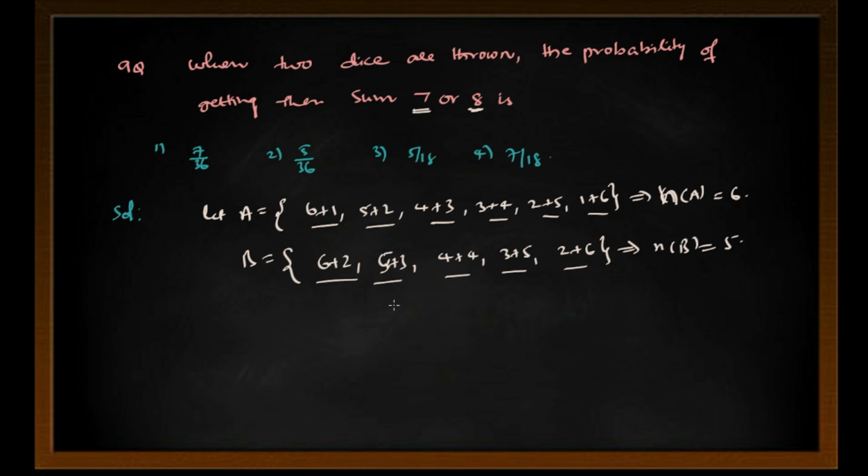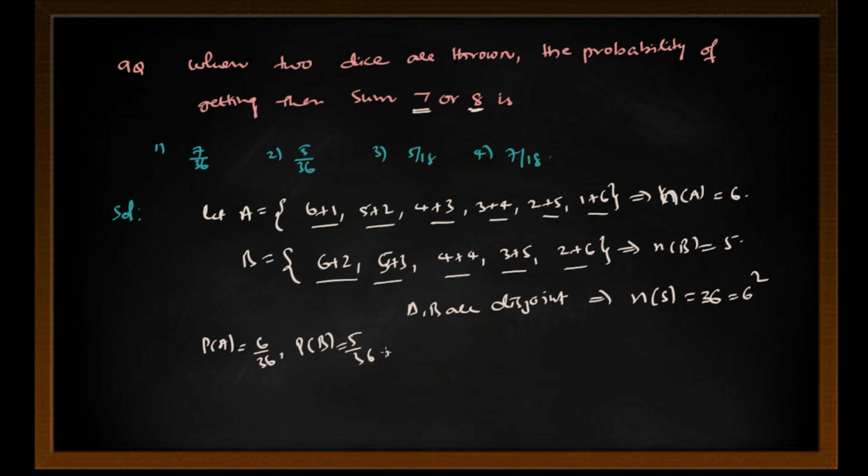Here, is there anything common? There is no common element, so A and B are disjoint, which means the intersection is 0. And what about n of S? For one die there are 6 outcomes, for two dice 6 times 6 is 36, so n of S is 36, or 6 square. So P of A is 6 by 36, probability of getting B is 5 by 36, and probability of A intersection B is 0.